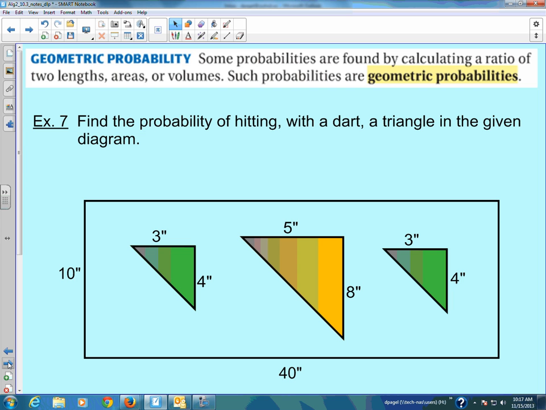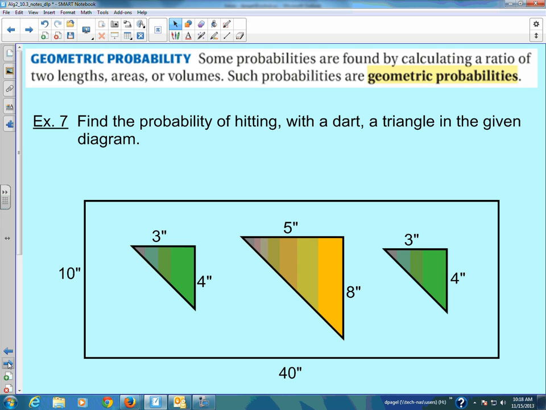Geometric probability deals with the probability of falling into some category of shape, and could be also related to length of a side of a figure, the area of a figure, or the volume of a figure. And these are geometric because we're dealing with shapes of some sort. You could have, like in an archery competition, a target that has a bunch of concentric circles, and you could say, what's the probability that you would land in the bullseye of that target?